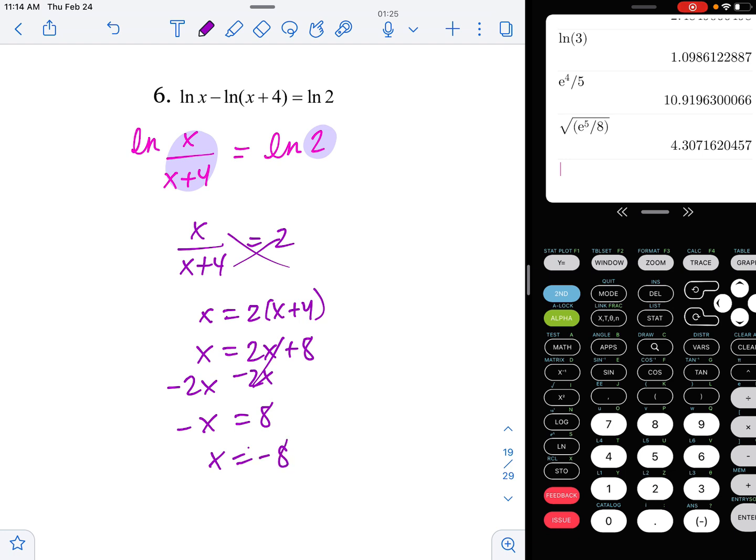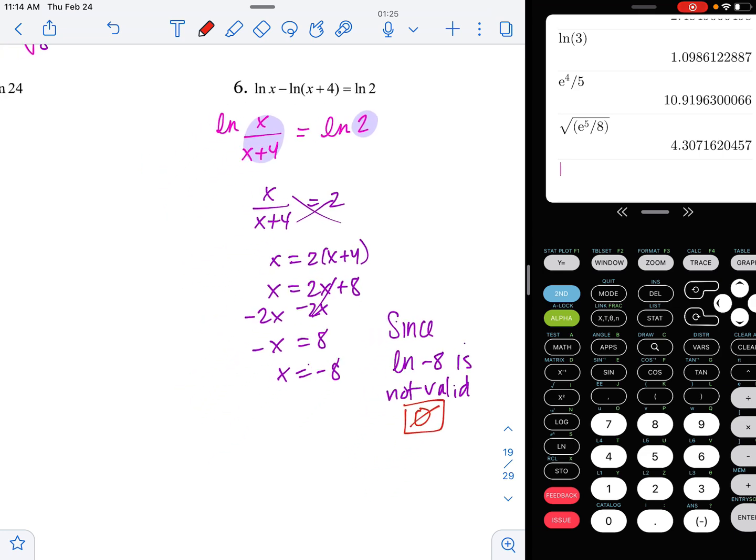Just like always, when we get our answers, we have to check them back in the original problem. And oh snap, that's going to give us some issues. That negative 8 will not work. Since ln of negative 8 is not valid, that basically means there is no solution to this problem. So for that, you can either write no solution or you can do the no solution symbol.